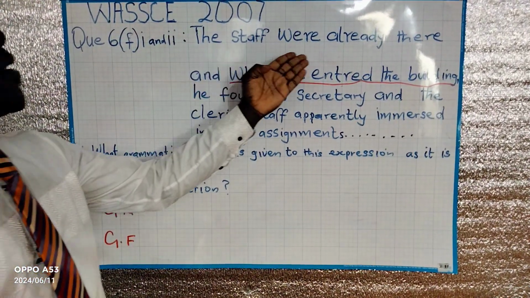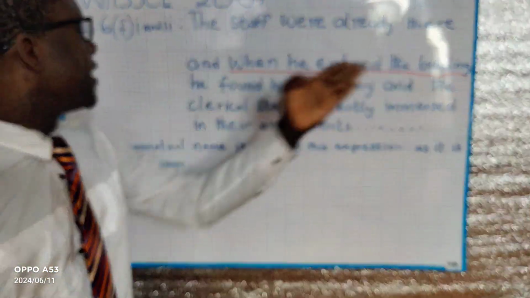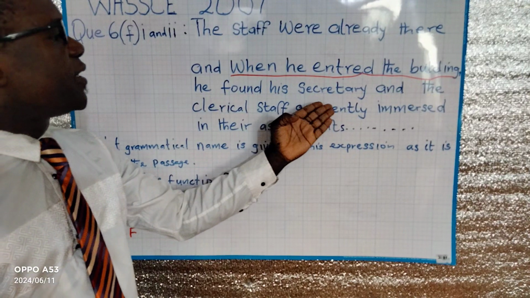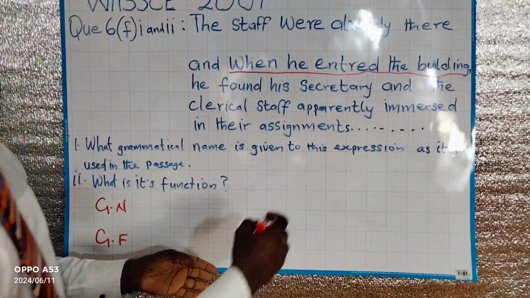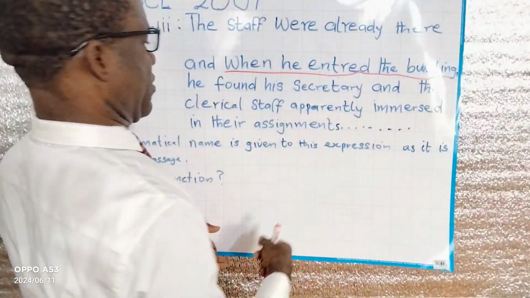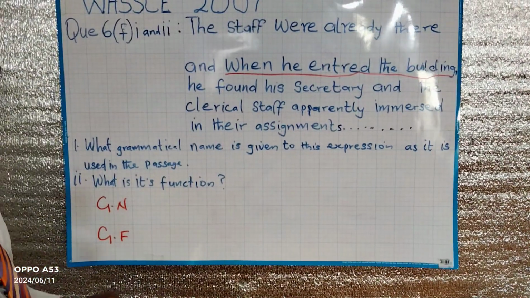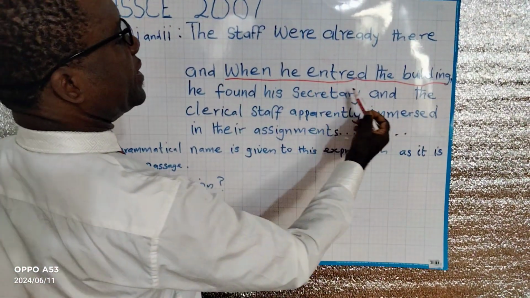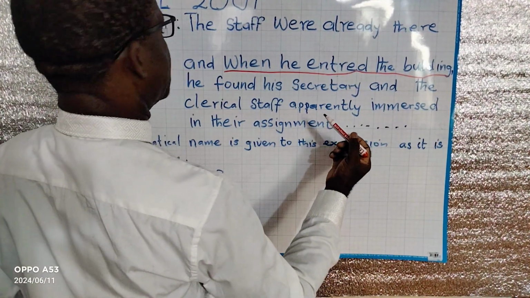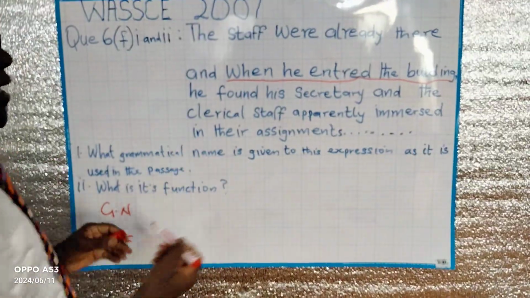The staff were already there, and when he entered the building, he found his secretary and the clerical staff apparently immersed in their assignments. And of course, it continues to the end, but we decided to stop here. As usual, WASSCE will underline from when he entered the building. Of course, they will stop at the building, as you can see here. Now, what is the question?